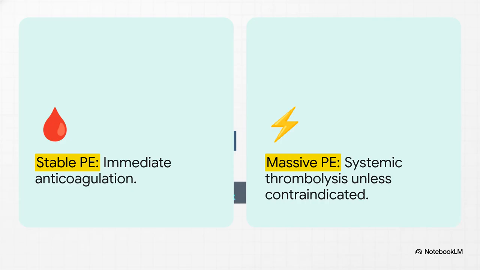Let's isolate the treatment variable here. A hemodynamically stable PE strictly requires immediate anticoagulation. You're thinking continuous unfractionated heparin or a DOAC. Conversely, a massive PE presenting with severe hypotension strictly mandates systemic thrombolysis like alteplase. But, and this is a huge but, this is only true if there are absolutely no contraindications. If your patient had recent surgery, major trauma, or a prior hemorrhagic stroke, systemic thrombolysis is completely off the table. In those cases, you're mandated to go with surgical or catheter-directed embolectomy.